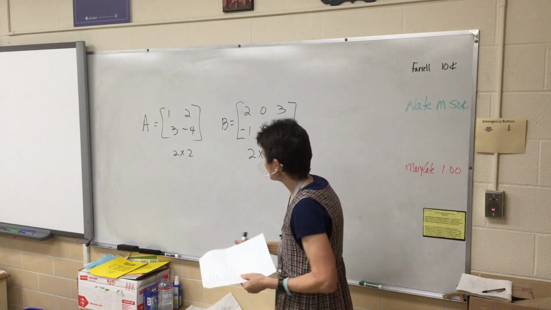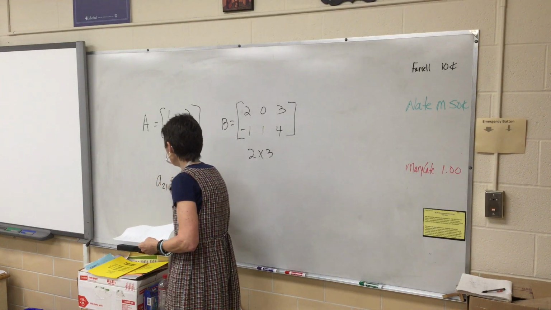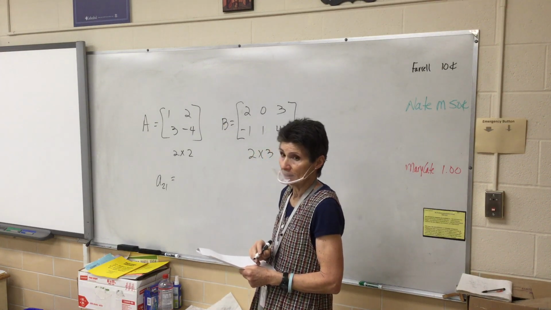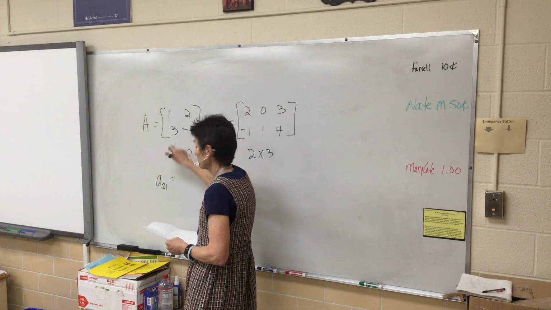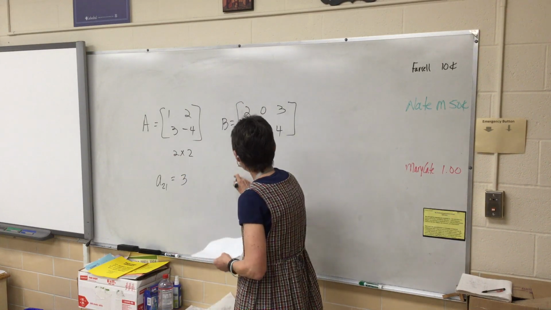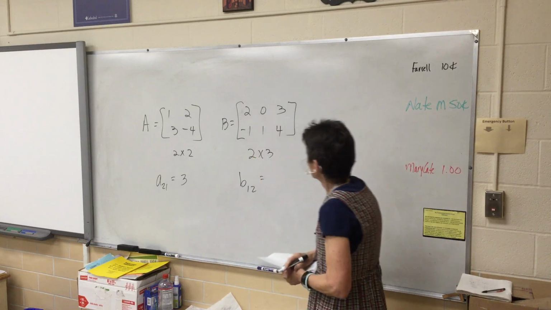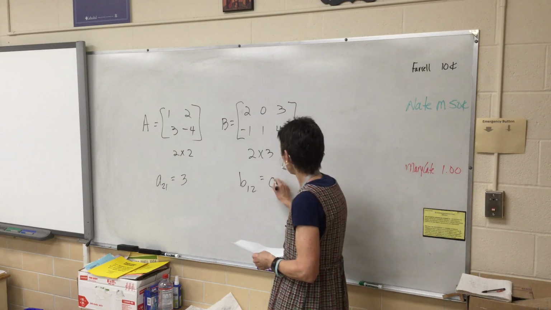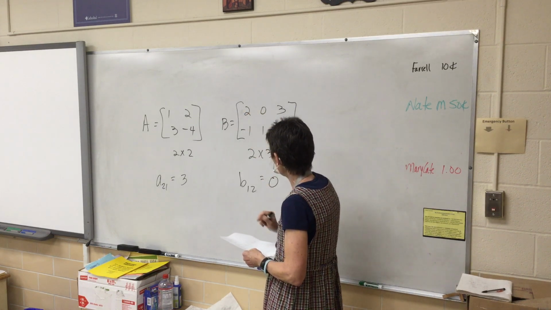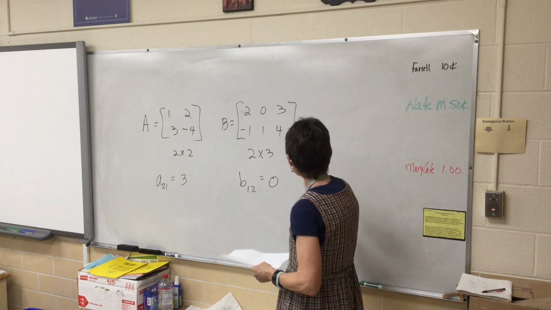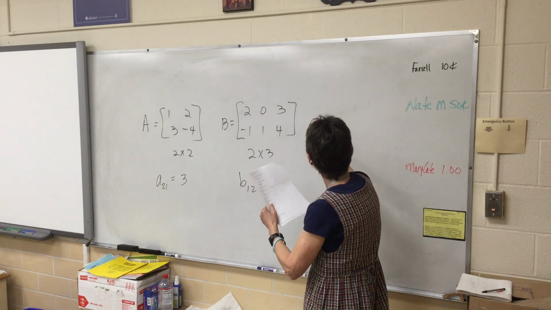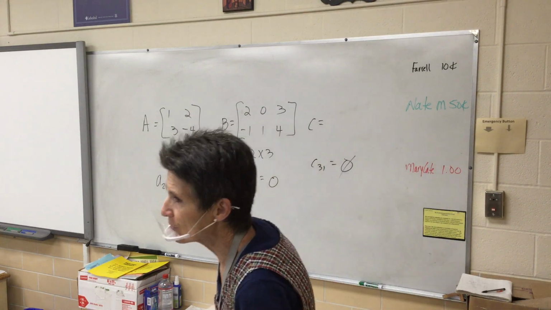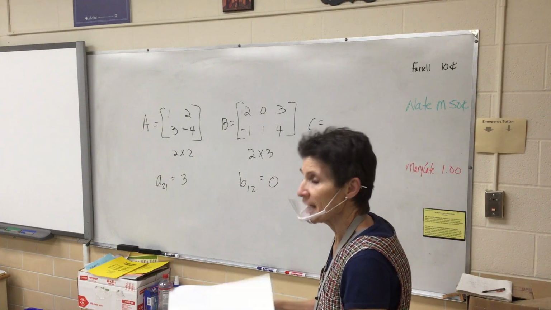All right, A sub 2, 1. Now, A sub 2, 1 means in matrix A, second row, first column. So the number is 3. B sub 1, 2. First row, second column. 0. There's your first row. There's your second column. 0. C sub 3, 1. Can't do it. Why not? There's no third row. That's a trick question. You can't do it.